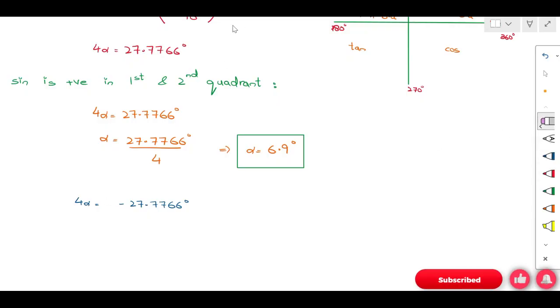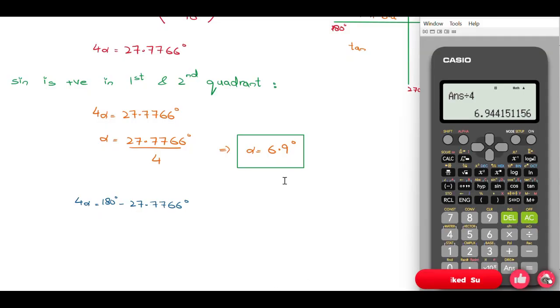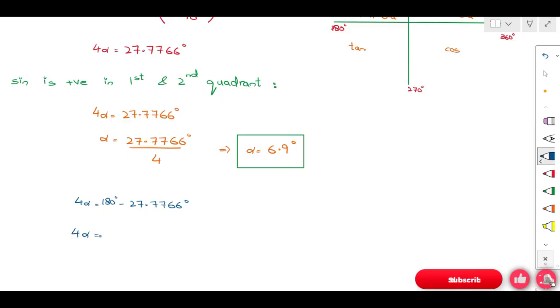So here we do 180 degrees minus that angle, okay? So 180 degrees subtract 27.7766, which is 152.22. So 4 alpha is 152.22, and alpha would be equal to 152.22 divided by 4, right?